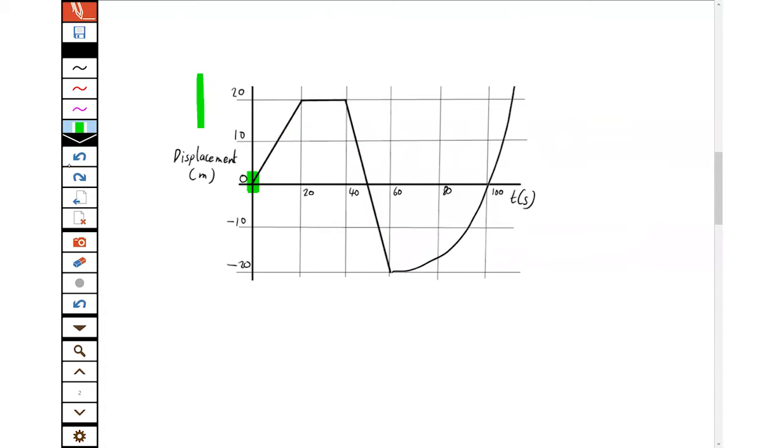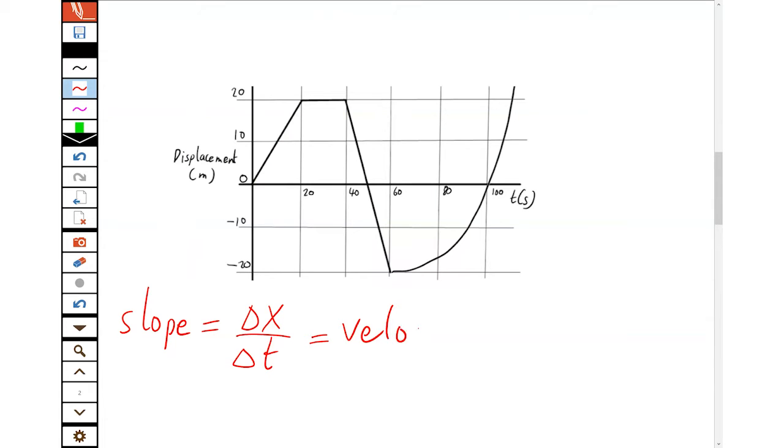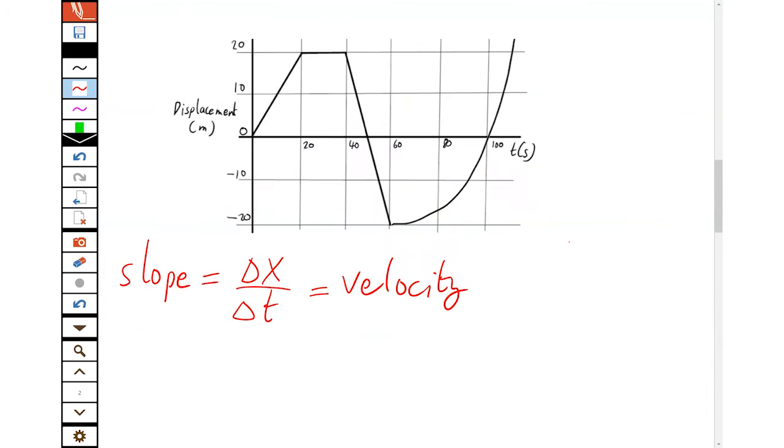So we have displacement against time. That means the slope of this graph is the change in displacement over the change in time, which is the velocity. So the slope of this graph at any point is the velocity. So if we take the slope at this point, we can see that's a straight line. The slope isn't changing. So that's a constant velocity.